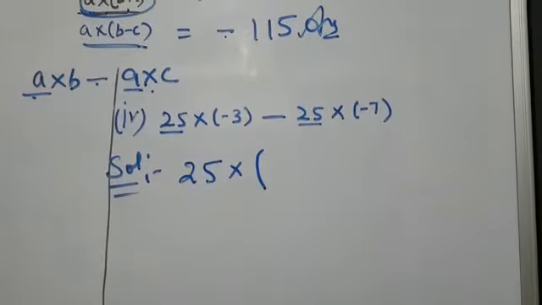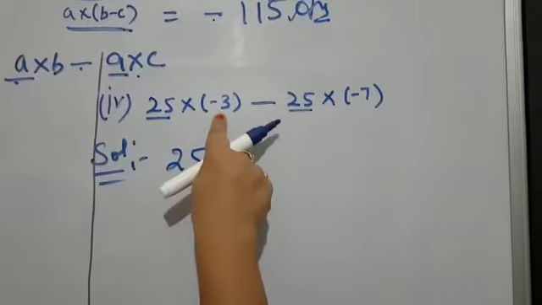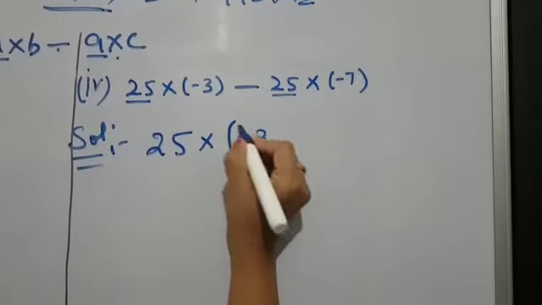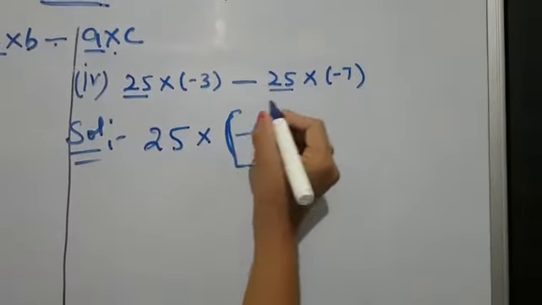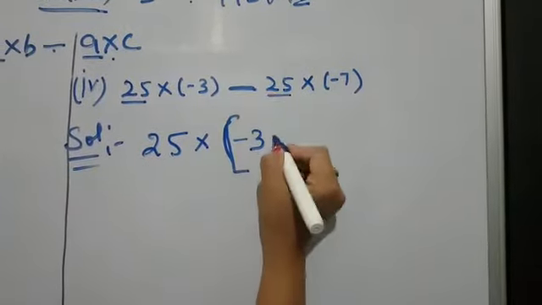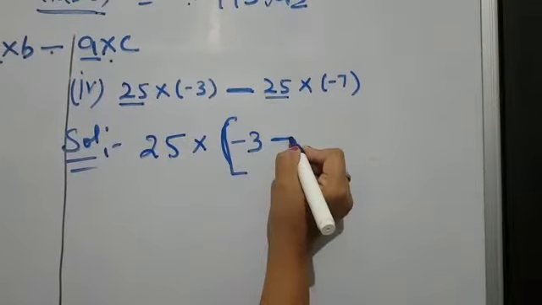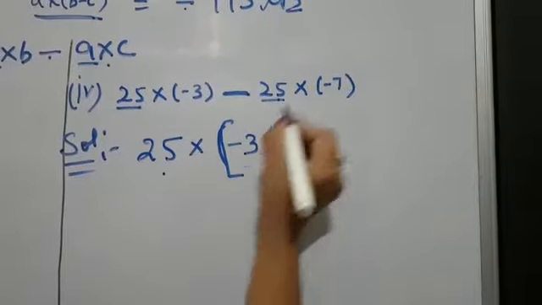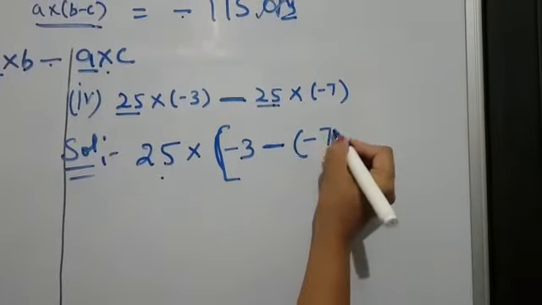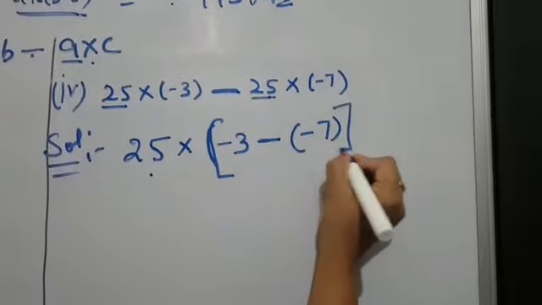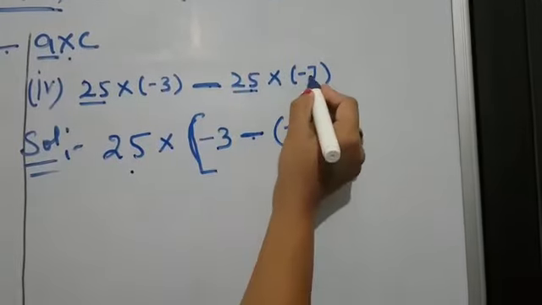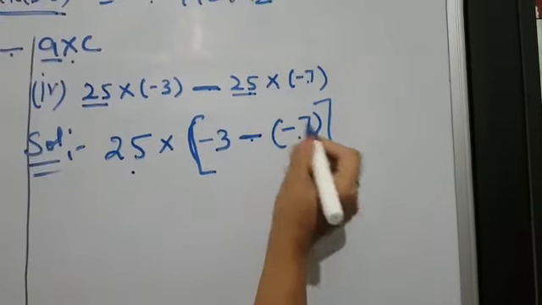25 is A here. So minus 3 will be my B. From the first term, I will take minus 3. And then in between there is a minus sign, I will write it here. And 25 is already out. What is left? Minus 7. The minus sign is this one and minus 7 is already negative, so I will keep it in a small bracket.